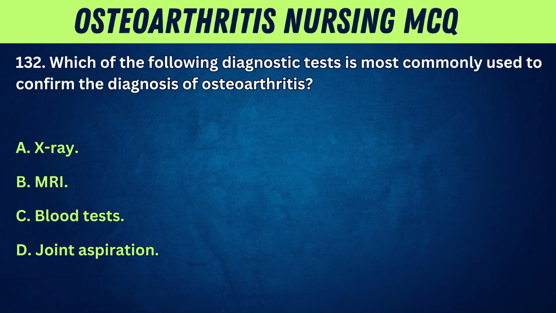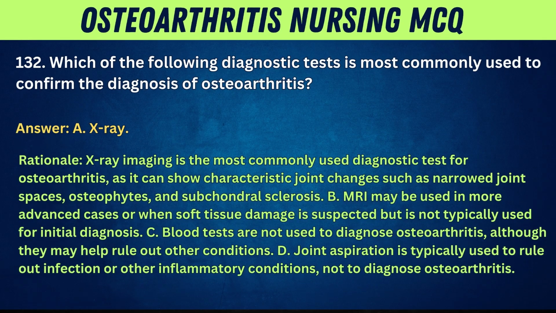132. Which of the following diagnostic tests is most commonly used to confirm the diagnosis of osteoarthritis? A. X-ray. B. MRI. C. Blood tests. D. Joint aspiration. Answer: A. X-ray. Rationale: X-ray imaging is the most commonly used diagnostic test for osteoarthritis, as it can show characteristic joint changes such as narrowed joint spaces, osteophytes, and subchondral sclerosis.